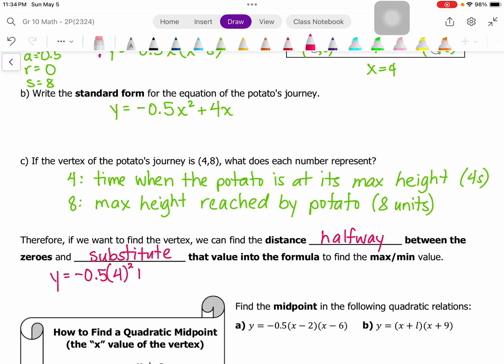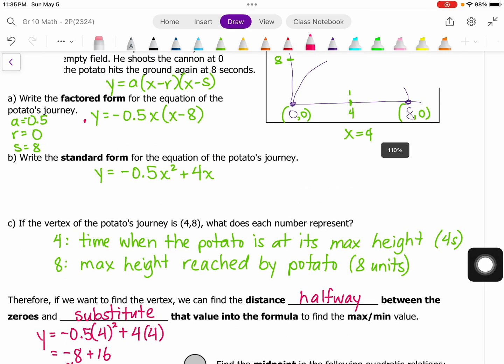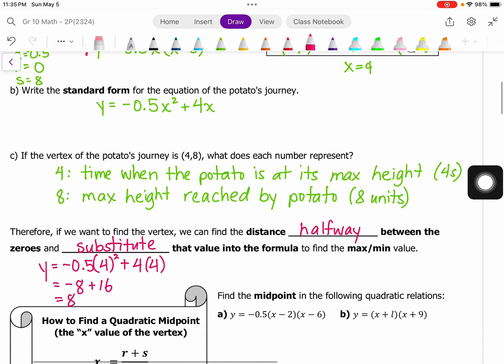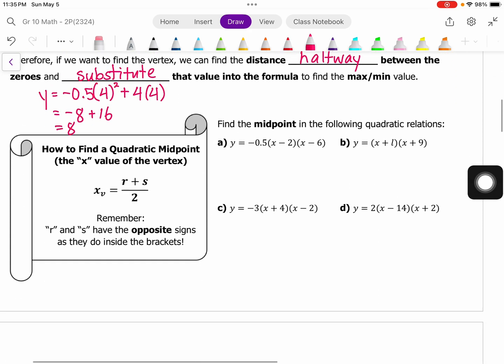So plus 4 times x, there we go. So 4 squared is 16, half of 16 is 8, and this one's negative, and then 4 times 4 is 16, negative 8 plus 16 is equal to 8. So although we were given the vertex here, we can actually figure that out by looking at our zeros, finding that halfway point. That gives us the x coordinate, and then we can substitute the x coordinate into either of our equations. So this just goes over that.